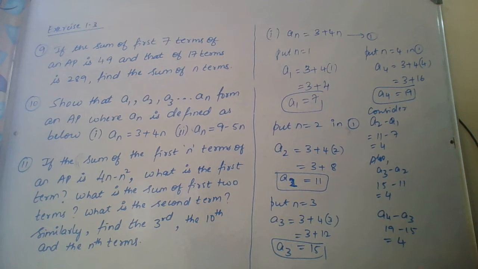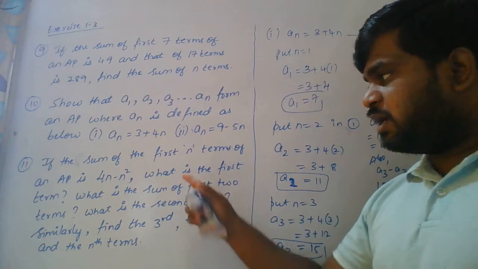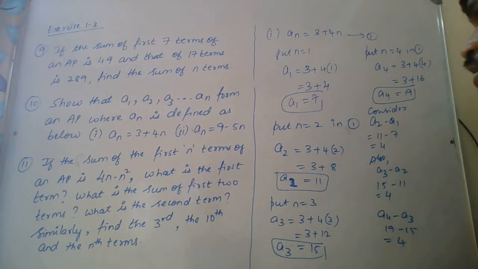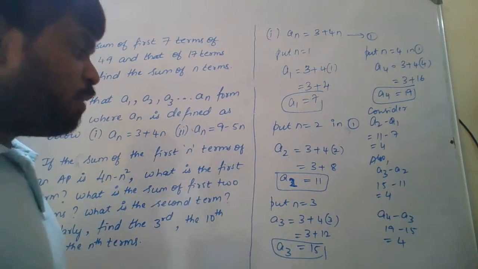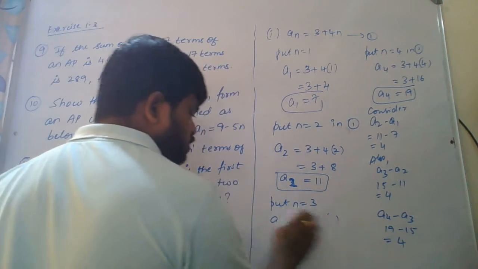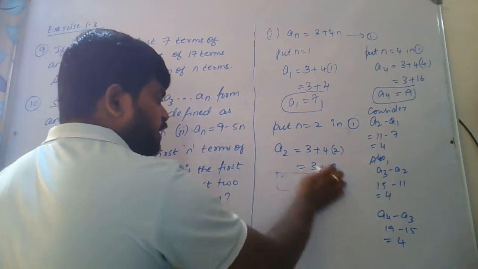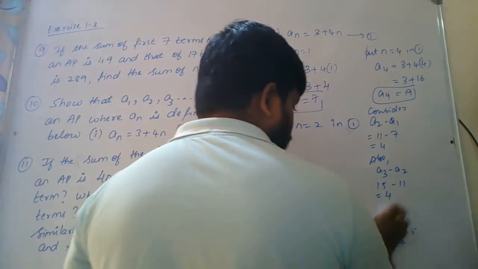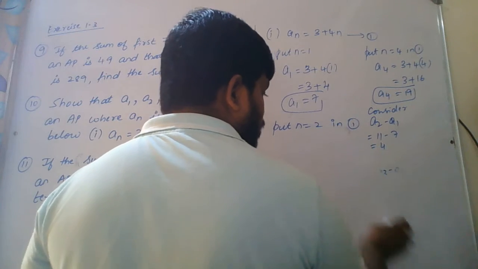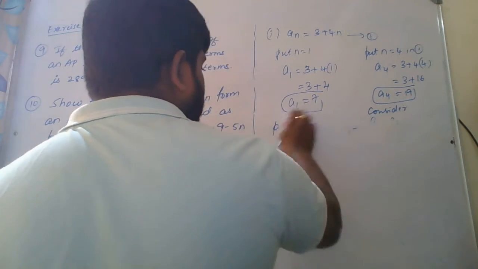So in the next question, the sum of first n terms of an AP is given. Okay, here the nth term was given. Here the sum of first n terms is given, meaning Sn is given. Here An was given in the previous one. Now Sn is given. Please do not get confused. Sn is completely different from An. So the sum of first n terms is given.